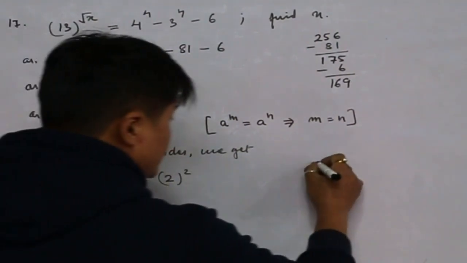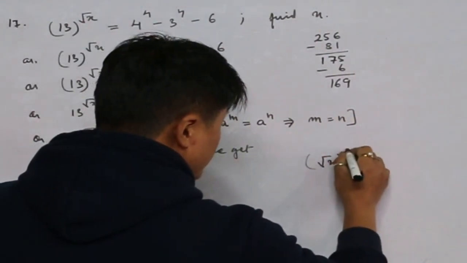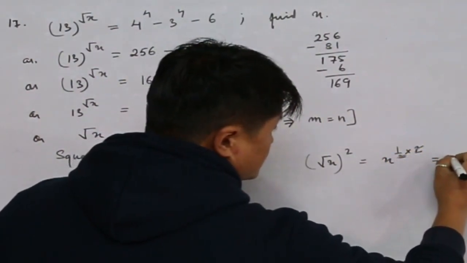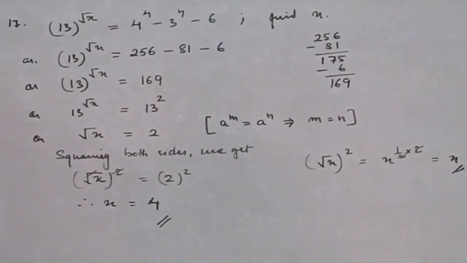Clear? See here, root under x whole square is nothing but x to the power half into 2. This can cancel, so we will get the value of x.